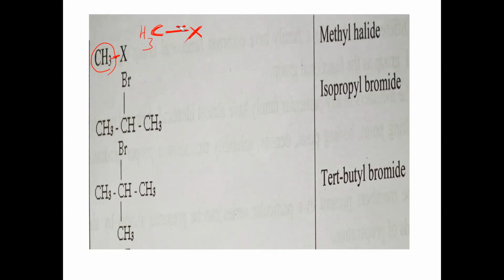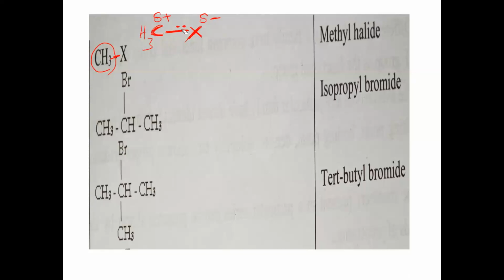Is it equal sharing between carbon and halogen? Unequal sharing. Here, which has more electronegativity? Halogen. That's why the bond pair is close to halogen, and this halogen gets a partial negative charge on it. Carbon gets a partial positive charge. Partial positive charge on carbon, partial negative charge on halogen, like this.